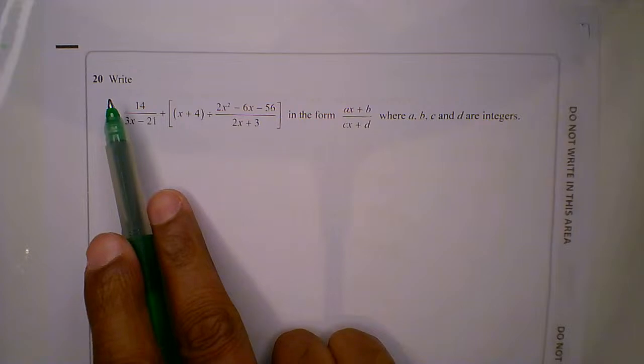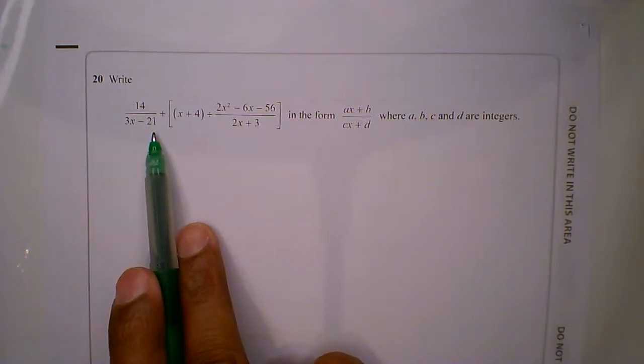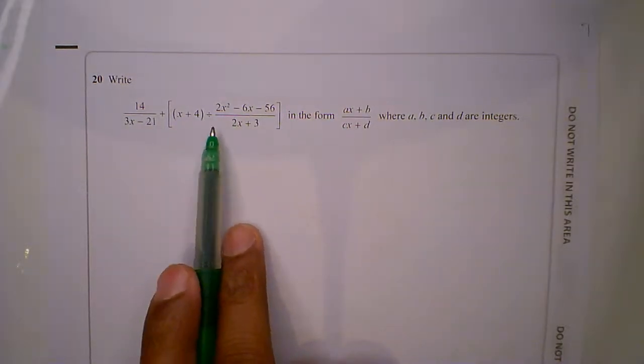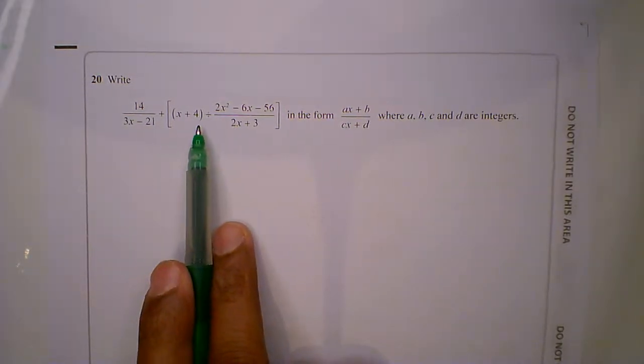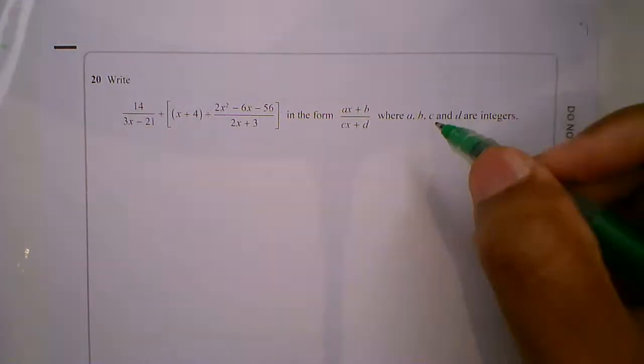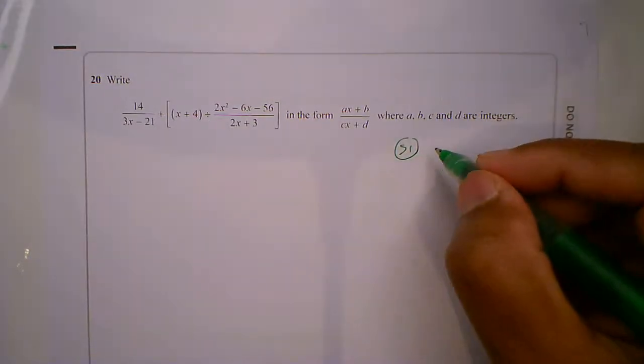So let's look at this question. Question 20. Write 14 over 3x take away 21, plus all of that, in the form shown. So we can see within this we have got division. So we've got quite a few things here. So step 1 is probably I am going to keep, change and flip.